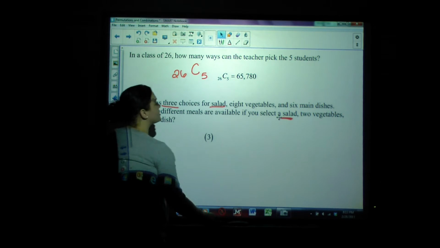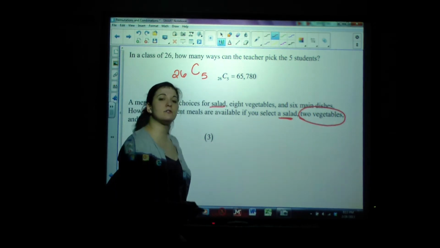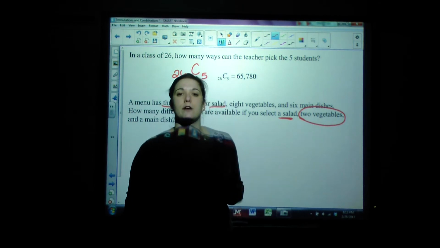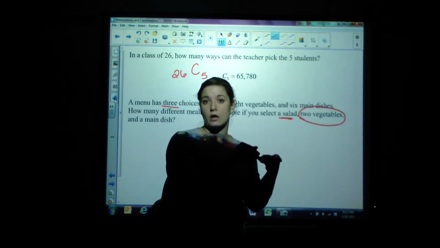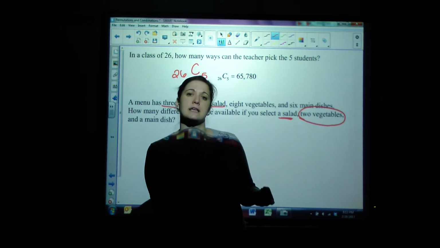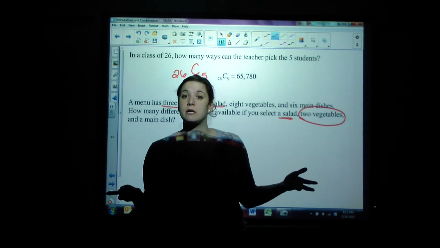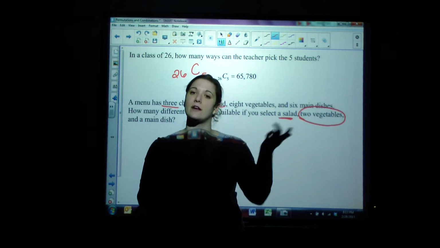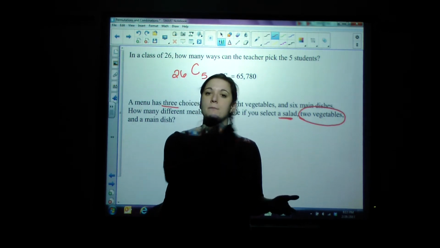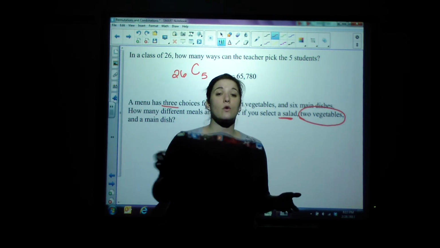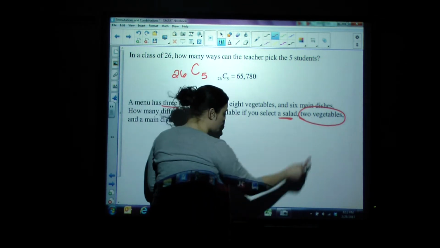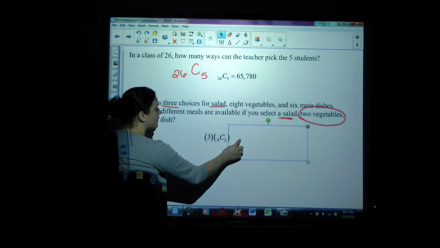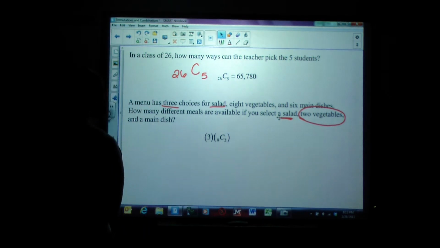Okay? Now, 2 vegetables. Let me ask you something. Does it matter when you go out to eat if you choose your 2 vegetables to be potatoes and corn, or if you choose corn and potatoes? Is that going to be a different meal? The answer should be no, because does it matter what order that you order your vegetables? No, the order doesn't matter. If you get corn and potatoes, that's the exact same thing as potatoes and corn. So order doesn't matter. So if you have 8 options for vegetables and you get to choose 2 of them, that's when we're looking at 8 combinations of 2.